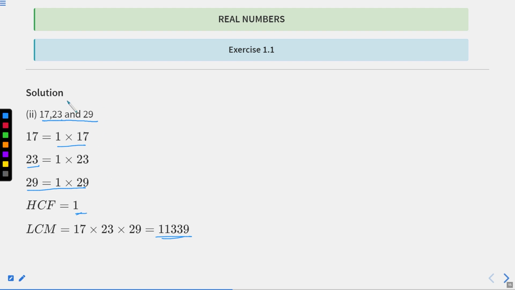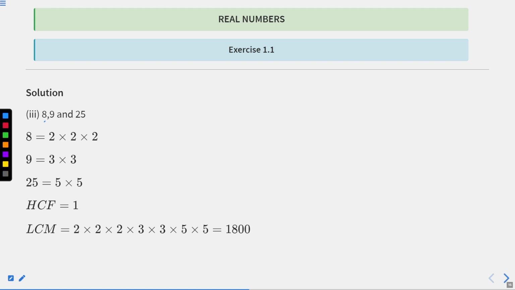Next we have 8, 9 and 25. The prime factorization of 8 is 2 into 2 into 2, the prime factorization of 9 is 3 into 3, and the prime factorization of 25 is 5 into 5. So you can see there are no common prime factors between 8, 9 and 25. So the HCF of 8, 9, 25 is equal to 1.